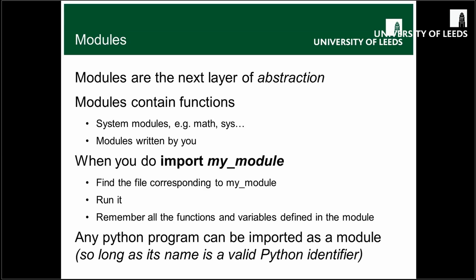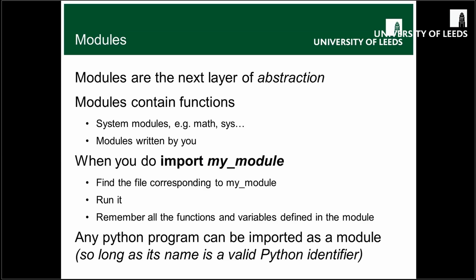So what this means is that any Python program you write can be imported as a module, so long as its name ends up being a valid Python identifier. That means it starts with a letter or an underscore, and it contains letters, underscores, and numbers. Most importantly, if your Python program has a space in its file name, you're not going to be able to use it as a module. But if you don't have a space in it, then you can import it.